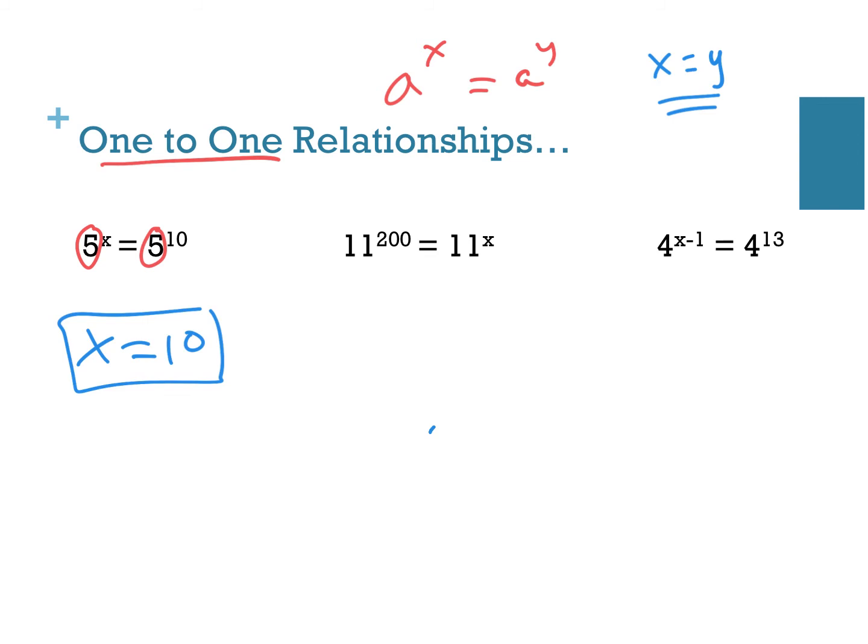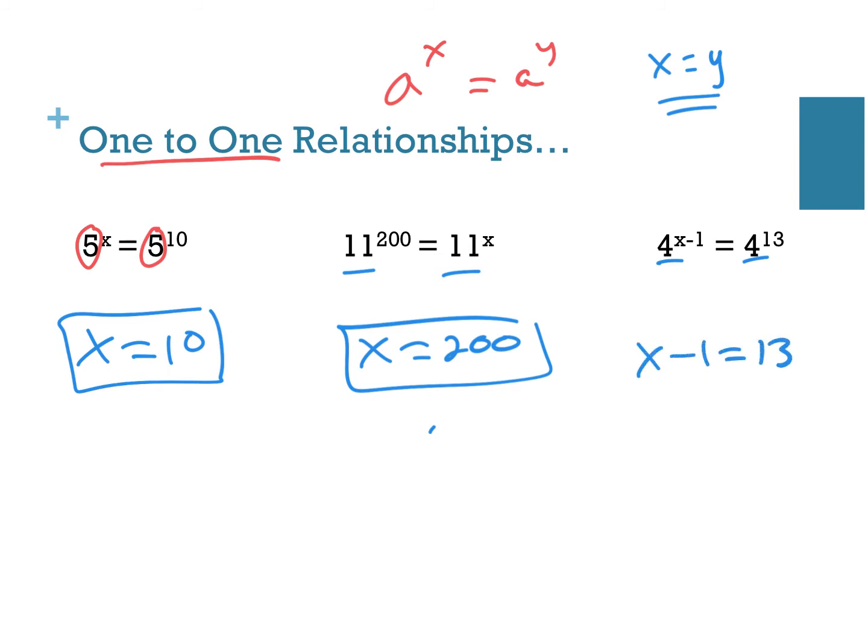Same thing here. If you see 11 to the x equals 11 to the 200, then that means x is going to equal 200. Notice here we have 4 to the x minus 1 equals 4 to the 13th. Well, since they're the same base, I can set the exponents equal to each other, and then we're solving. So if I add 1 over, looks like I get 14 there. So the one-to-one relationships are pretty direct. You just set those exponents equal to each other and try to solve.